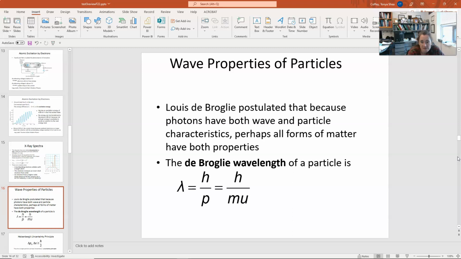The de Broglie wavelength for any particle, which has a speed of u, so this is assuming classical speeds, okay? Lambda is equal to h over p, where h is Planck's constant and p is the momentum. If it's a classical particle, that's h over mu, where u is the speed. So this is the de Broglie wavelength.